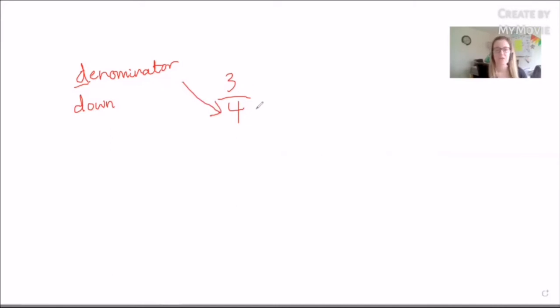Quick challenge question for you. If the number at the bottom of the fraction is the denominator, what is the number at the top? The number at the top is the, you guessed it, well done if you did, the numerator. Well done. N for number, N for numerator. D for denominator, D for down.